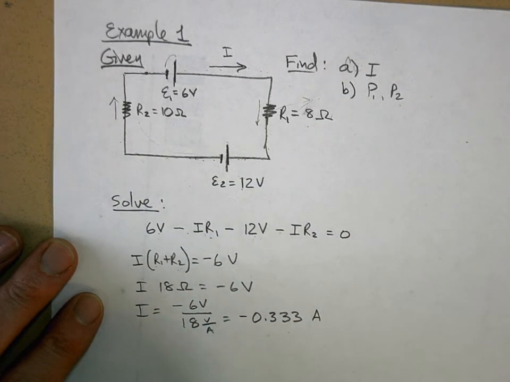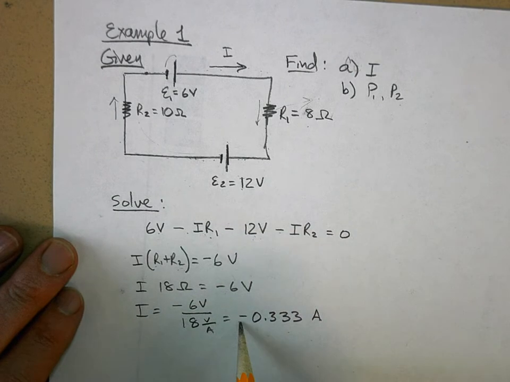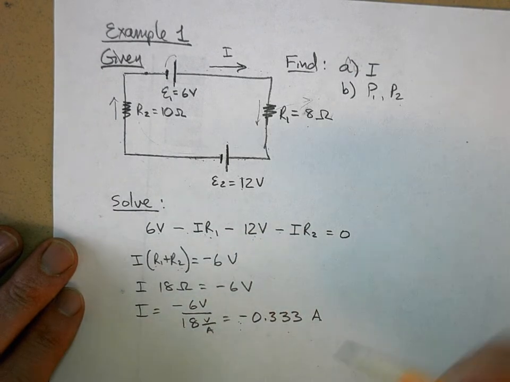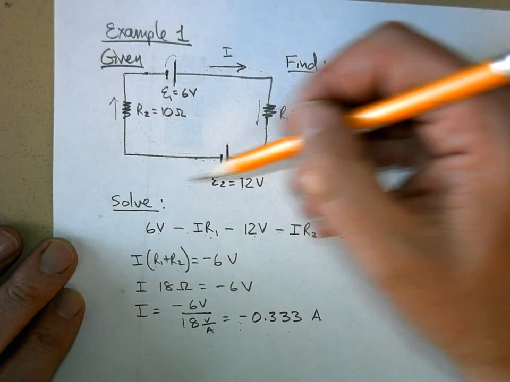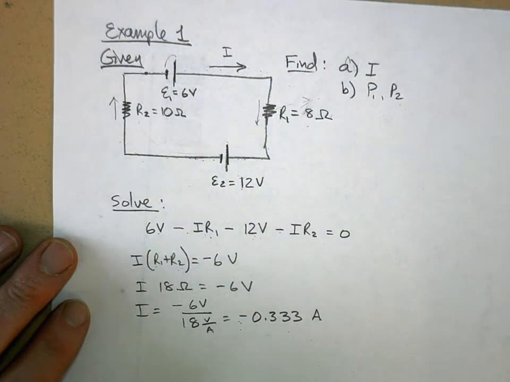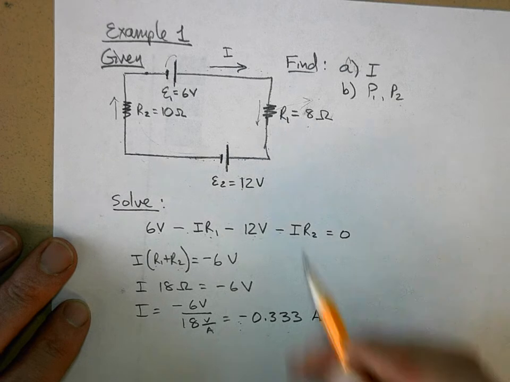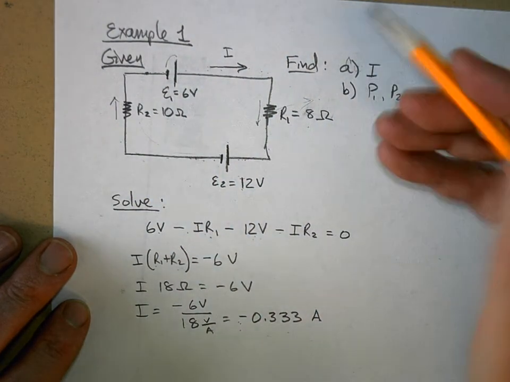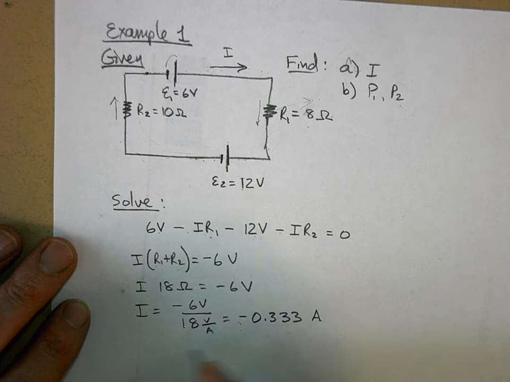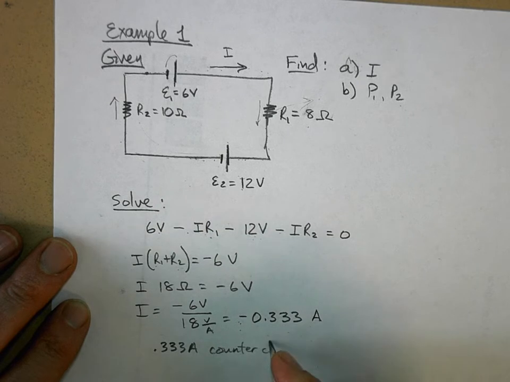That's my current. Now what does this negative mean? It means I guessed wrong. The current is not going in this direction. It's actually going in this direction. But that's okay. I can just say, hey, the current is 0.333 amps counterclockwise in the circuit. And so I have solved part A. So instead of the negative, I'll write 0.333 amps counterclockwise.